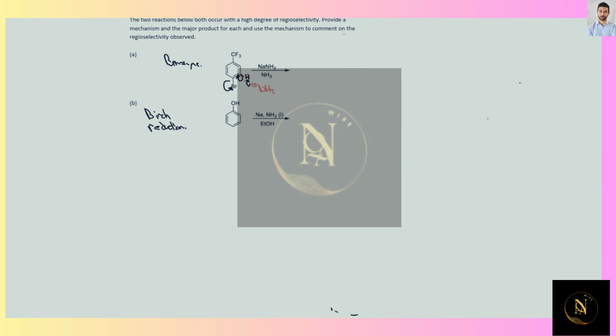we're going to have an OH group, and remember that the OH is going to be an electron donating group. So in the case of the Birch reduction, what is going to occur is that when we have sodium and NH3, we're going to have a redox reaction in which we're going to generate sodium plus a solvated electron.